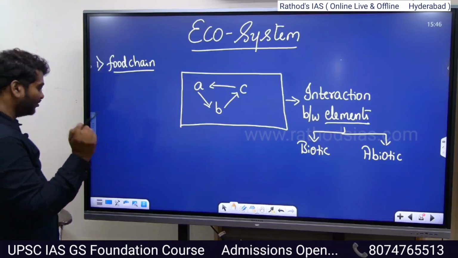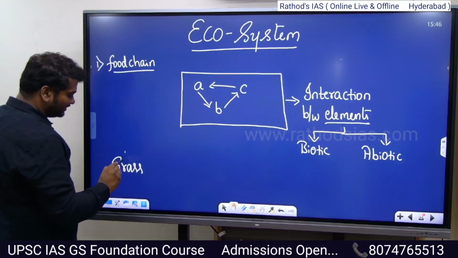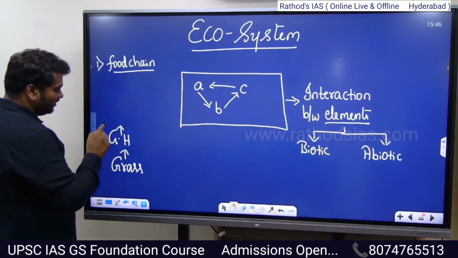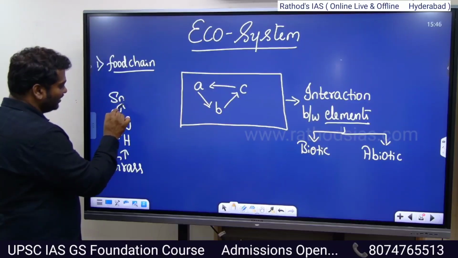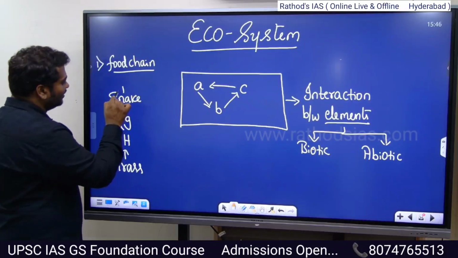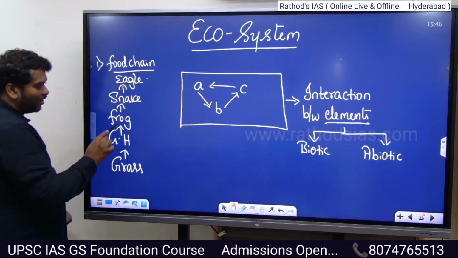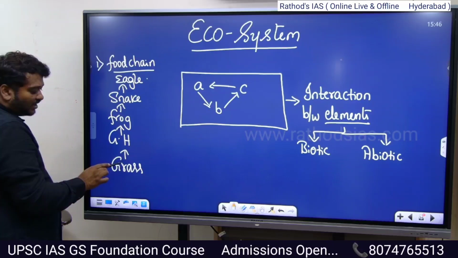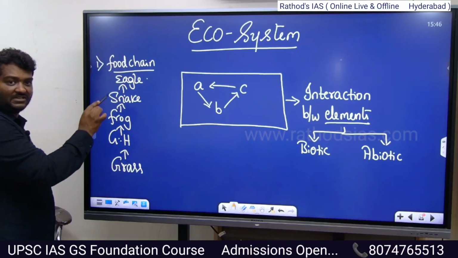I'll start. You tell which one will eat which one. Grass. Grass is consumed by which one? Grasshopper. Very good. Grasshopper is consumed by frog. Very good. Then frog is consumed by snake. Snake is consumed by eagle. Very good. So now, can I say all are what? Biotic or abiotic? Biotic. So can I say all the biotic species are interacting with each other?